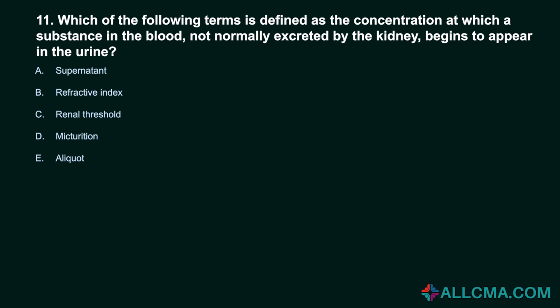D. 11. Which of the following terms is defined as the concentration at which a substance in the blood, not normally excreted by the kidney, begins to appear in the urine?